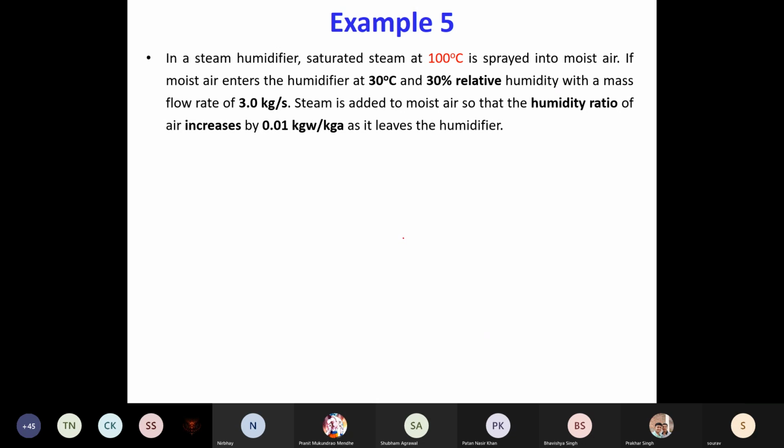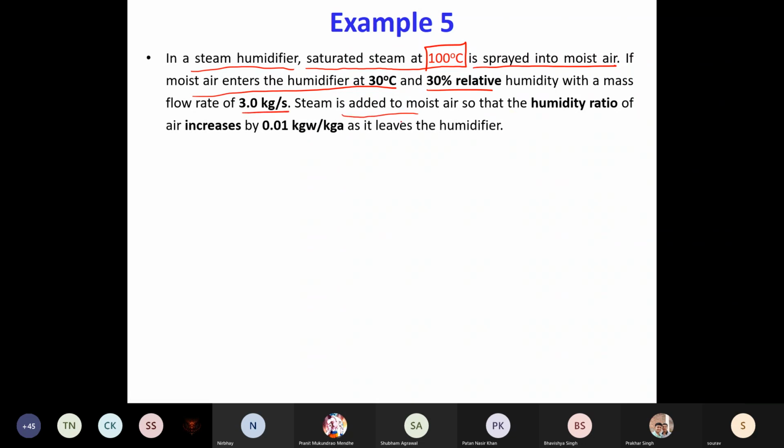Okay, so many such devices could be used in series in order to attain your desired condition. This is again one example of a steam humidifier. That humidifier generates saturated steam at 100 degrees C, and it is sprayed into the moist air. The moist air enters the humidifier at 30 degrees C, 30% relative humidity, with a mass flow rate of 3 kg per second.